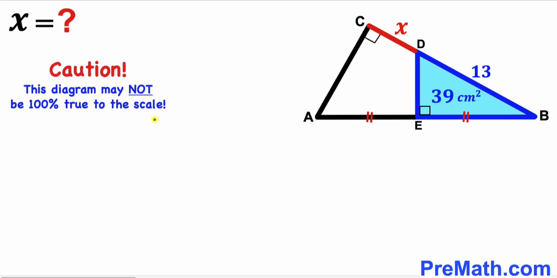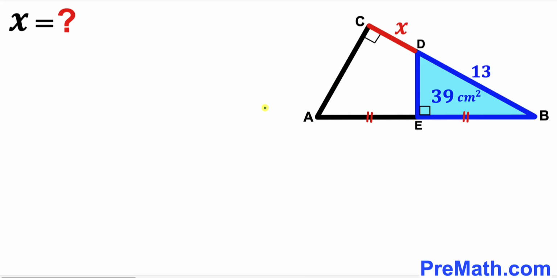Please keep in mind that this figure may not be 100% true to the scale. Let's go ahead and get started, and here's our very first step. We know that the segments AE equals BE. I'm going to label this segment as lowercase a, then this segment has got to be lowercase a as well. And I'm going to label this perpendicular DE as our height H. And finally, I'm going to label this side AC as Y.